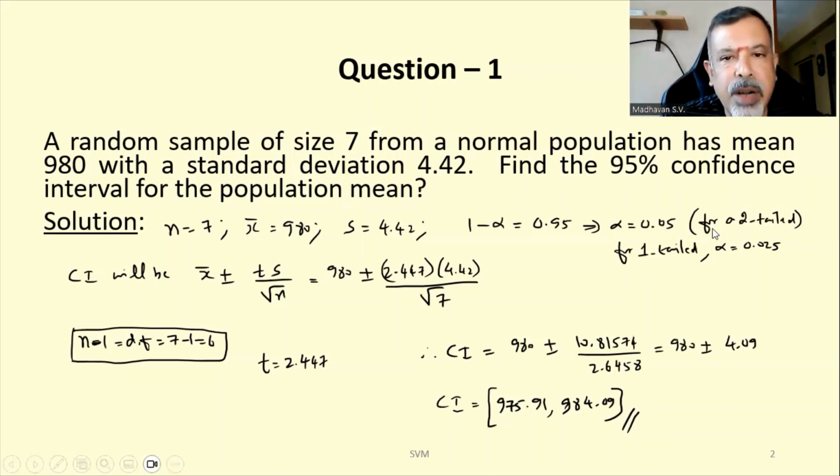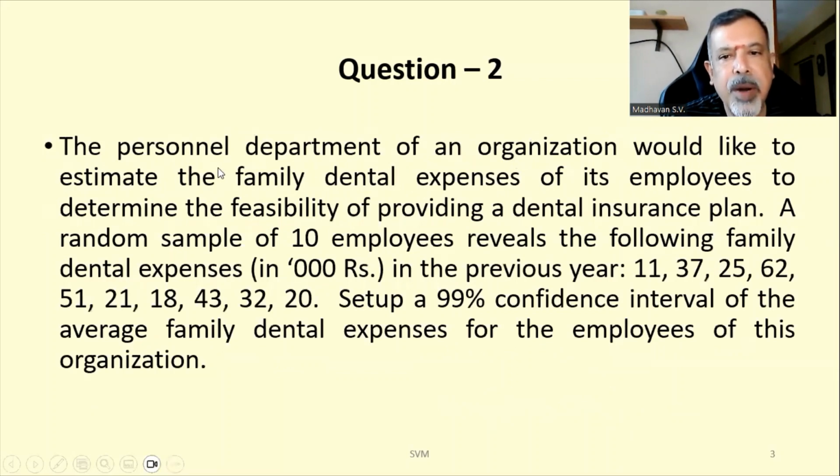Let us move on to a different type of question. The personnel department of an organization would like to estimate the family dental expenses of its employees to determine the feasibility of providing a dental insurance plan. A random sample of 10 employees reveals the following family dental expenses in thousands of rupees in the previous year: 11, 37, 25, 62, 51, 21, 18, 23, 32, and 20. Set up a 99% confidence interval of the average family dental expenses for the employees of this organization.